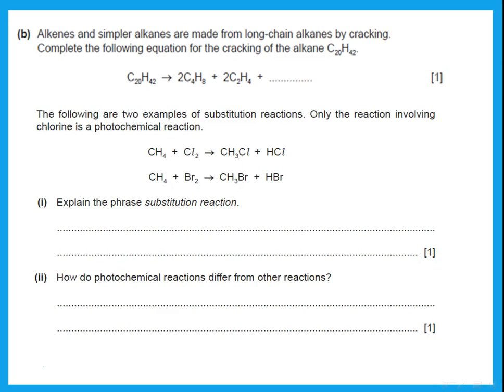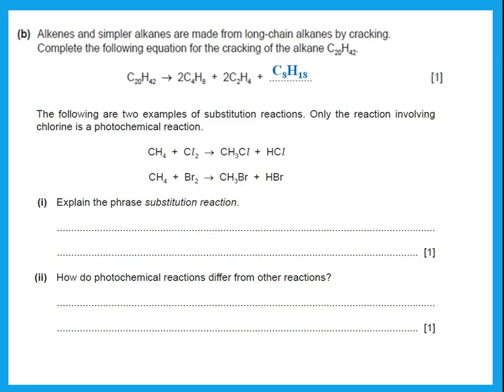So after the arrow, I should have a total of 20 carbons. So that is 2 times 4, that's 8. 8 plus 4 is 12. So from the 20, I am left with 8. The hydrogens, 2 times 8 is 16, plus 2 times 4 is 8. 16 plus 8 is 24. And I subtract that from the 42, I end up with 18. So the rest is C8H18. Okay? So that's just the rest of the 20 carbons and the rest of the 42 hydrogens.